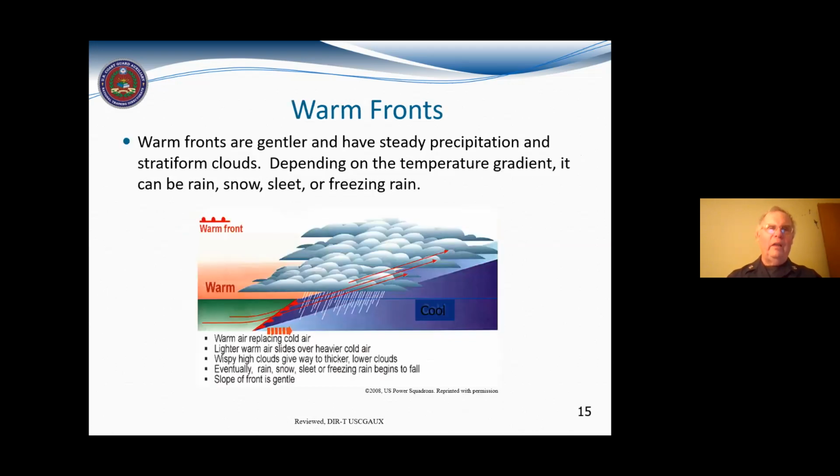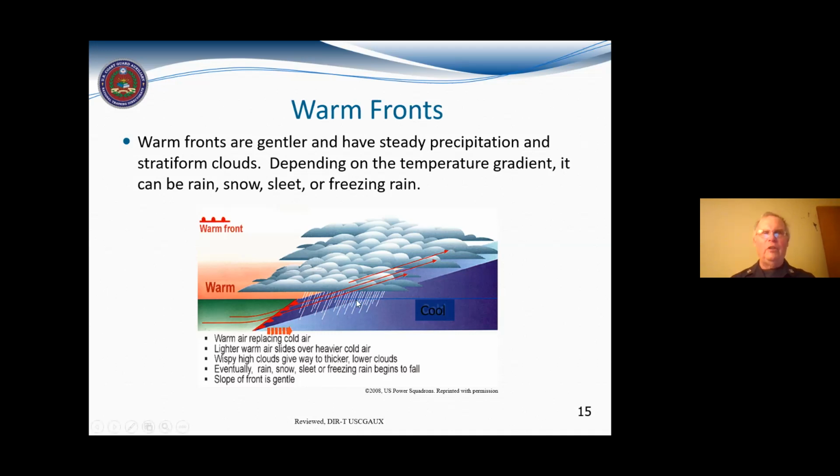A warm front, you've got a mass of warm air sliding up, if you will, the backside of a mass of cool air. Same thing is going on, just in a different pattern. The warm air is being pushed upwards on this slope. As it rises, it is cooled. The dew point, or the relative humidity goes up. It forms clouds and precipitation, but it takes a longer time.